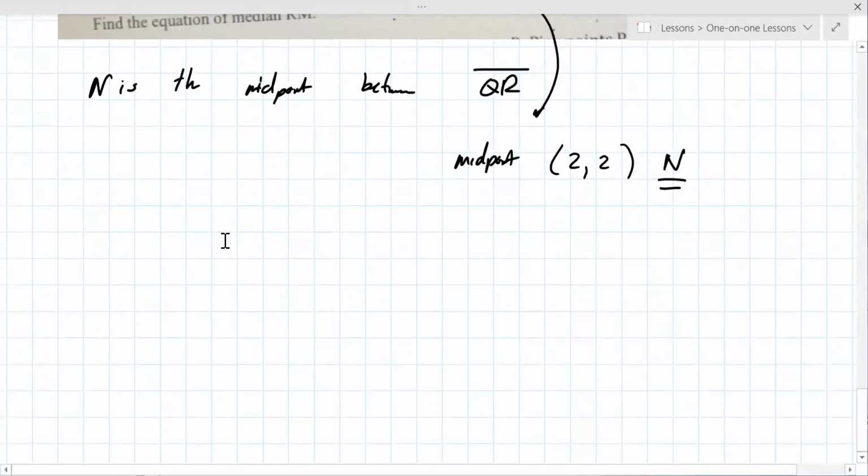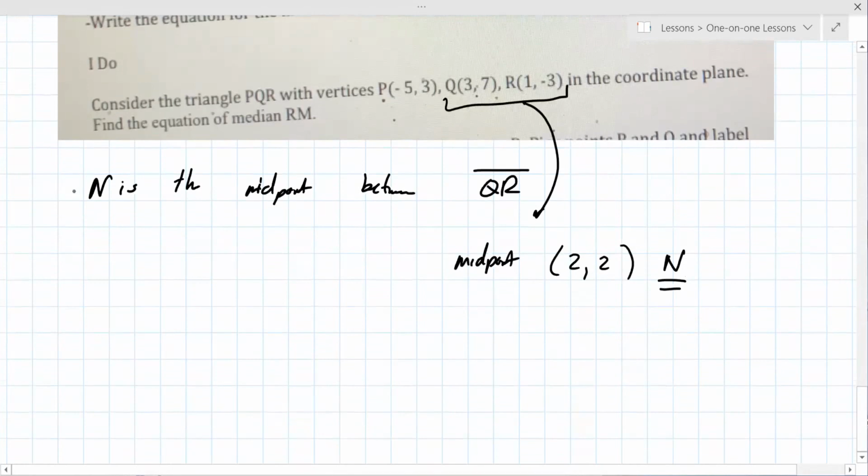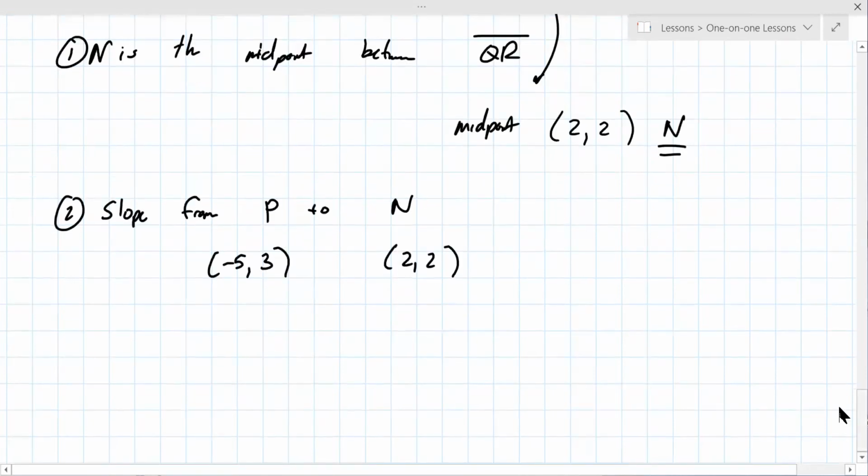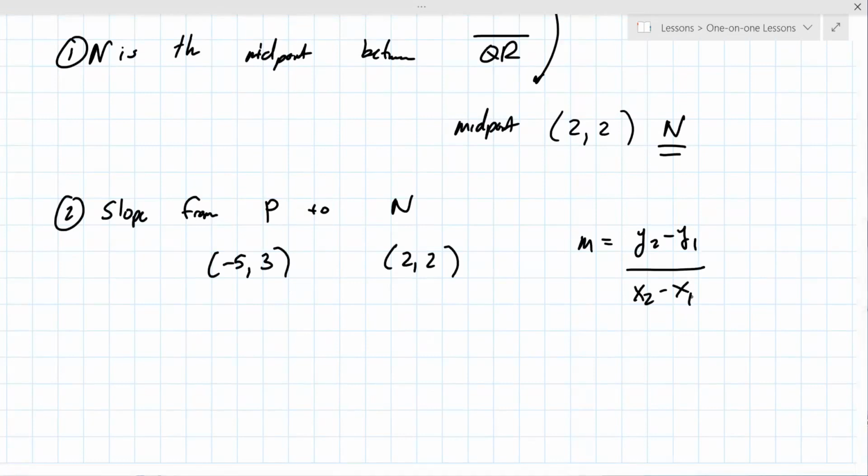The first thing you did was find the midpoint. The second thing you do is find the slope from P to N. So it might be good to write the ordered pairs again, and then calculate the slope between them. So the slope is y2 minus y1 over x2 minus x1. So go ahead and calculate that slope for me, and I'll confirm its value for you.